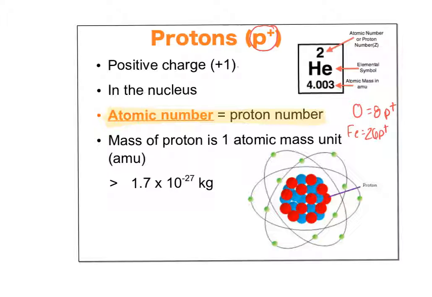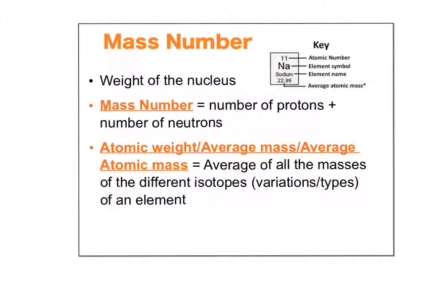The proton does have mass. It's 1 AMU, 1 atomic mass unit. Still very, very small, that's 10 to the -27th kilograms, but big enough that it's significant. We need to count the mass. So 1 AMU. The mass number is the weight of the nucleus.